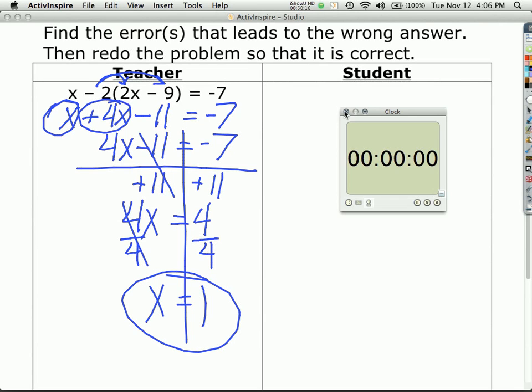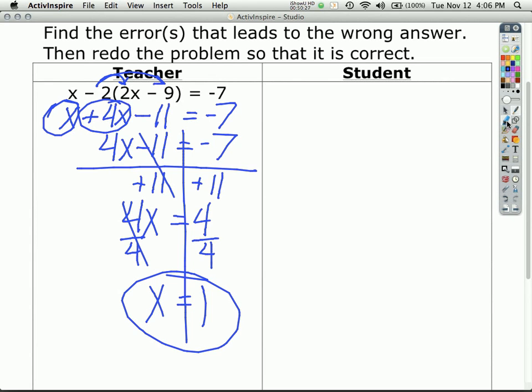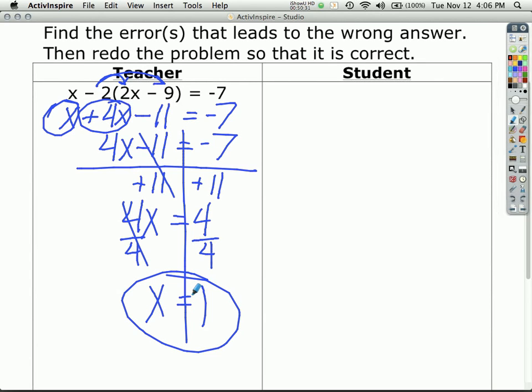All right. I gave you some time to be a teacher, but it was kind of pointless because I'm going to prove to you that I got the right answer, and then we're going to move on to the next question. And I can prove it. So, x equals 1. So I plug the 1 right here and here.